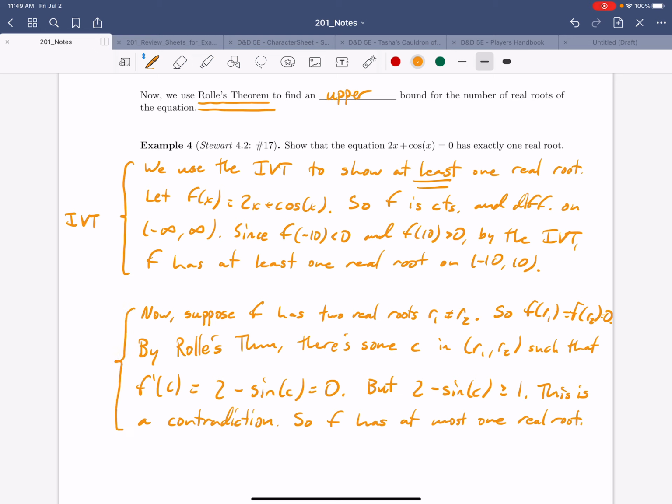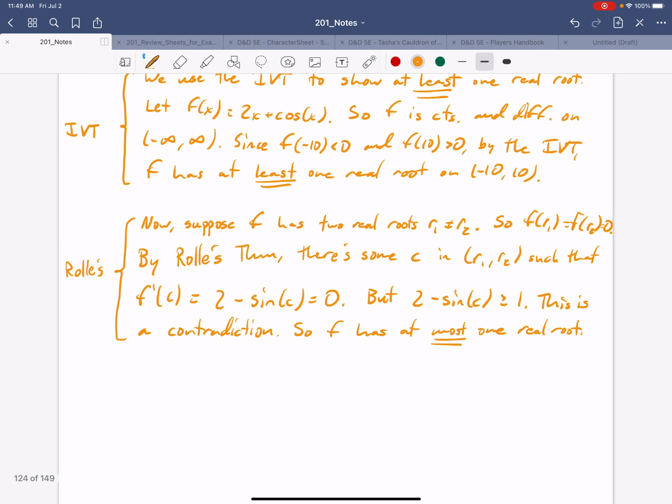Okay, so this right here was Rolle's theorem. Also note that we showed here that there was at least one real root. Now we showed, by Rolle's theorem, there's at most one real root. Okay? So if it has at least one real root and at most one real root, it has exactly one real root.